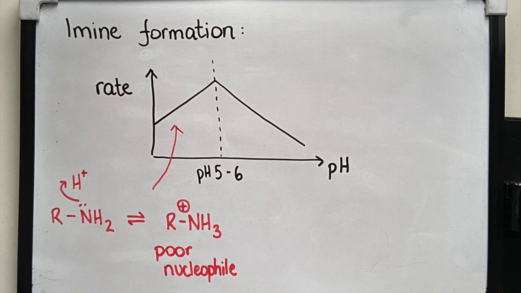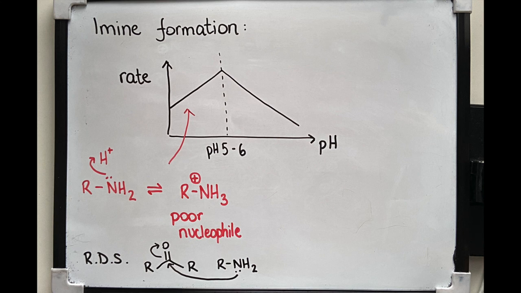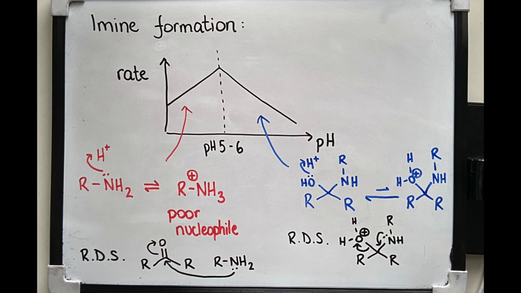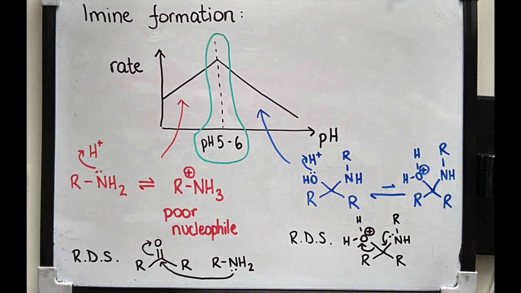At low pH, i.e. very acidic conditions, the primary amine will be protonated and therefore cannot act as an effective nucleophile. The nitrogen atom donates its lone pair of electrons to a hydrogen ion. The rate-determining step here is the initial nucleophilic addition. At high pH, i.e. less acidic conditions, there are not enough acidic protons to turn the OH group into a good leaving group. The rate-determining step in this instance is the loss of the H2O leaving group. At pH 5 or 6, there is a Goldilocks situation. We have enough acidic protons present, but not too many.